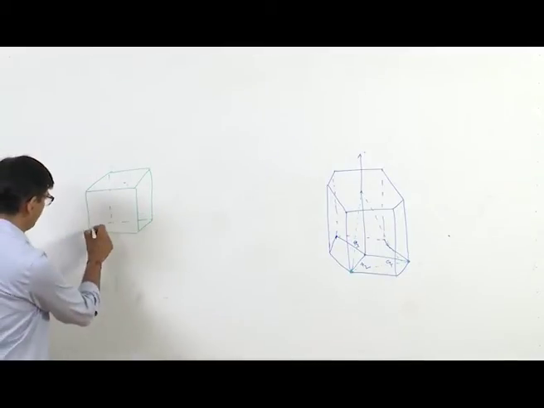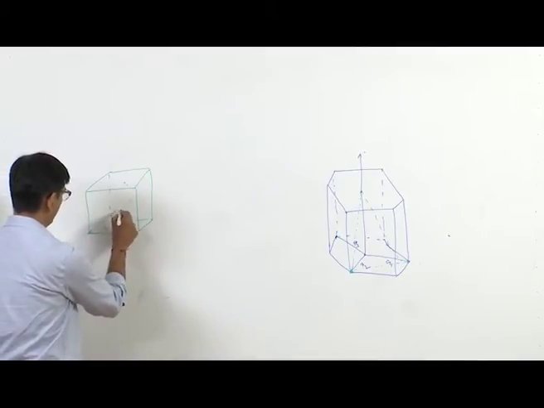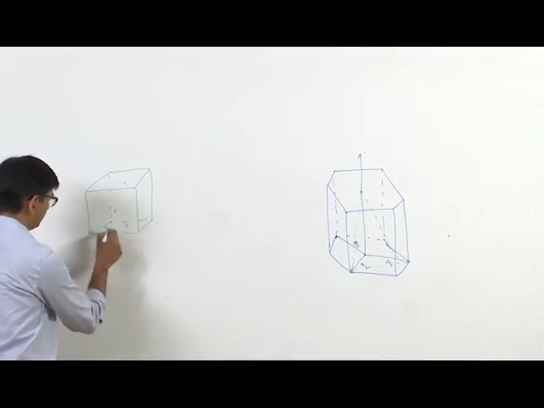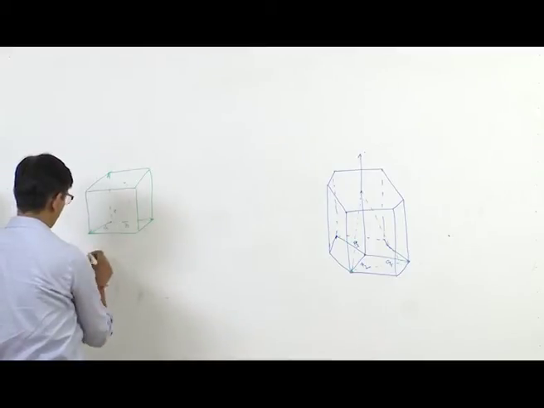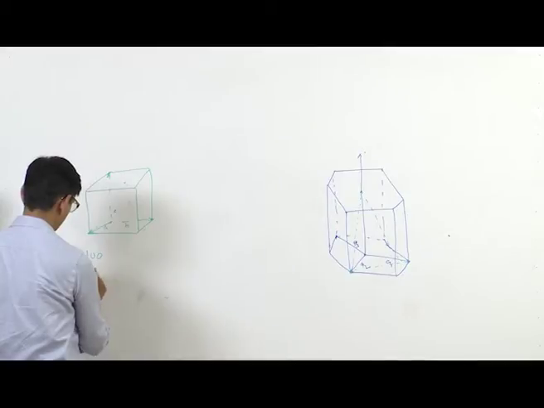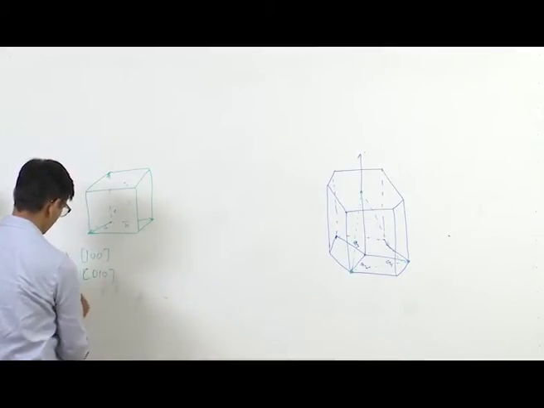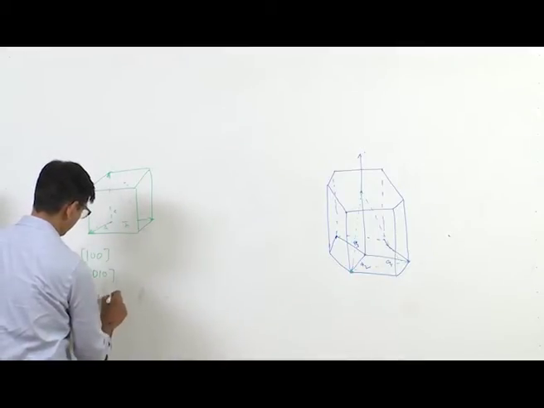Okay. So, this is my primary crystal axis which we were given like this: 1 0 0 for A, for B it was 0 1 0, for C it was 0 0 1.